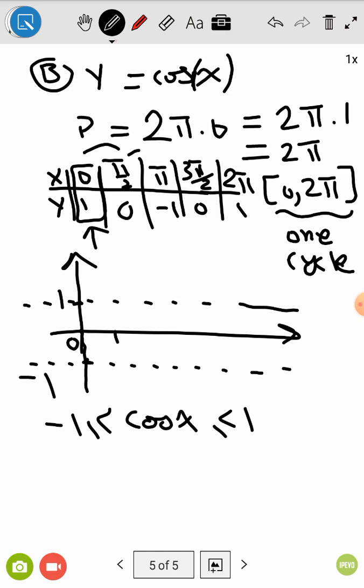It's pi out of 2. Each part is pi out of 2. Notice that the difference between each two successive points is pi out of 2: pi out of 2, pi out of 2, pi out of 2. Look at the difference between the points, which is 0, 90, 180, 270, and 360. So the difference is 90 degrees. This is pi out of 2.